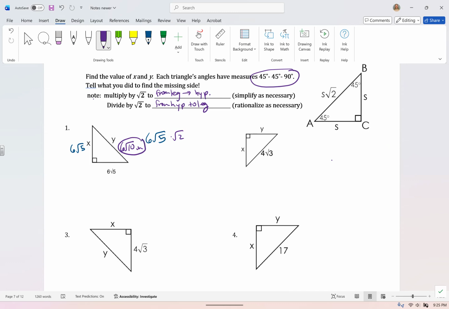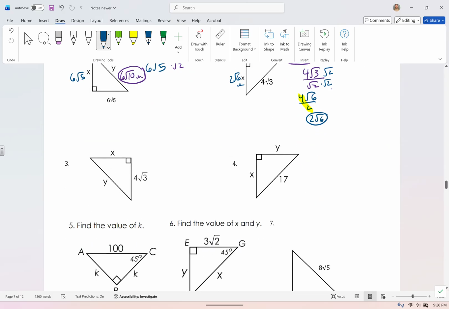Here we know the hypotenuse. So we're going to divide it by root 2. This one we're going to divide by root 2, and we have to rationalize it. So we're going to times top and bottom by root 2. You're going to get 4 root 6 over 2. Square root of 2 times square root of 2 is square root of 4. These coefficients will reduce. So your answer is going to be 2 root 6. So it's going to be here, 2 root 6 and 2 root 6. And these are in units.